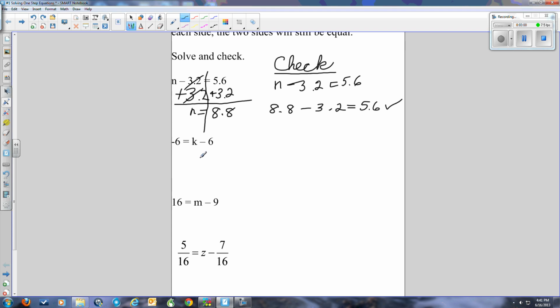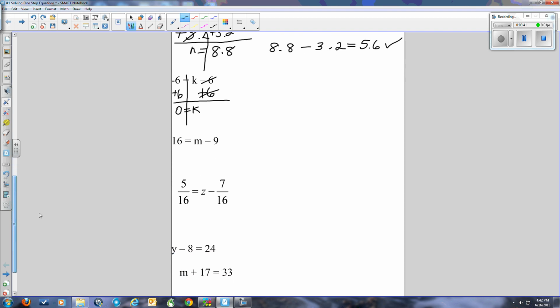Let's go ahead and look at the next problem here. We've got negative 6 equals k minus 6. You want to get k alone. So instead of the subtracting 6, which you see here, and I forgot to draw the line down through the equal sign, you're going to add 6 to each side, just so that the minus 6 will cancel on the same side as the k. So they cancel out, and we have k equals, what's negative 6 plus 6? That is 0. Okay? So here's one that you could try on your own. See what you get: 16 equals m minus 9.